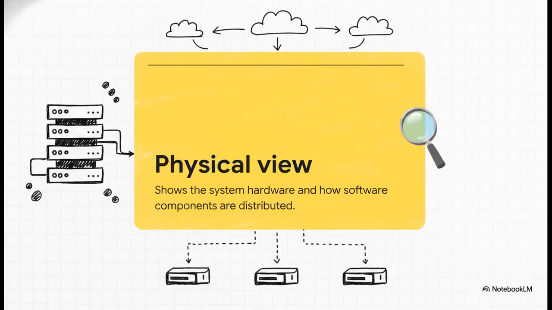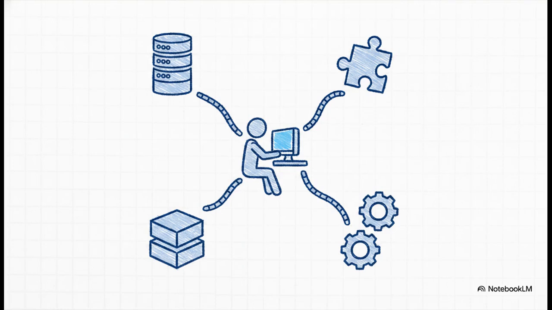Finally, the physical view. I want you to listen closely here because a really common mistake students make is thinking that this view is about physical code files. Actually, scratch that. It is not about code files at all. The physical view is strictly about the hardware. It shows the system's actual hardware layout, the physical servers, processors, and networks, and how the software components are distributed across them. This view is strictly for your systems engineers who are planning the actual deployment of the software out into the real world.